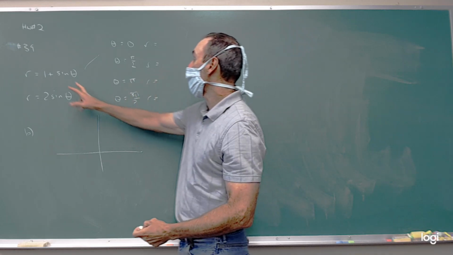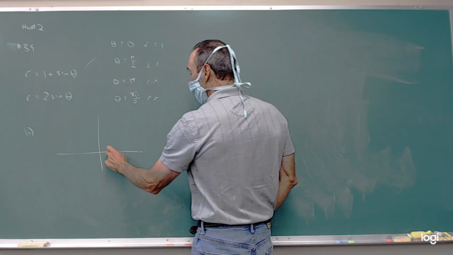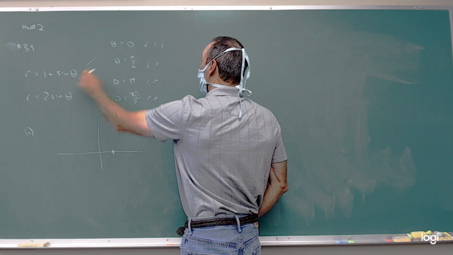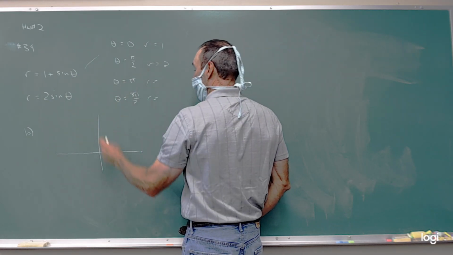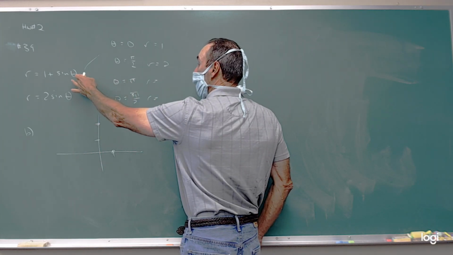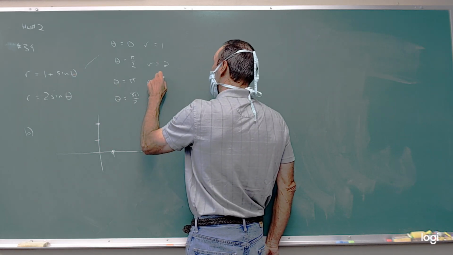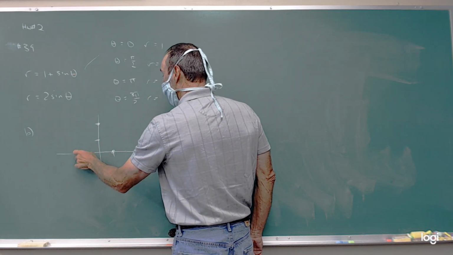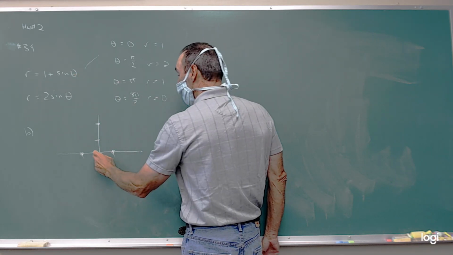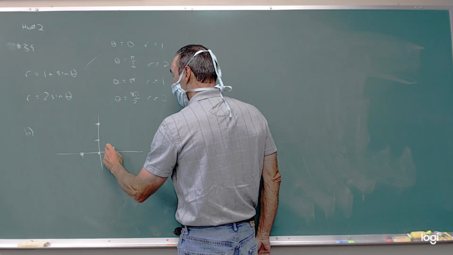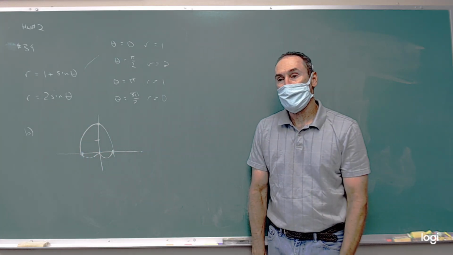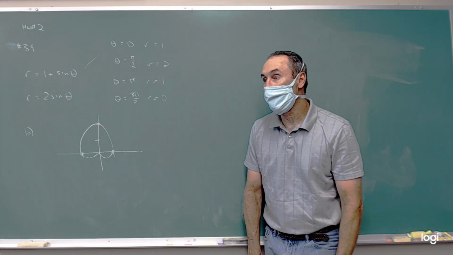At 0, sine of 0 is 0, we get R as 1, and so that's going to be this point here. At pi over 2, sine is 1, so R will be 2, and so we're going to be up at 2. At pi, sine will be 0 again, so R will be 1 again, and that's going to put us there. And at 3 pi over 2, sine is negative 1, so we're going to get 0. Oh, isn't that nice? It's a cardioid. That's an upside down heart there, known as a cardioid.